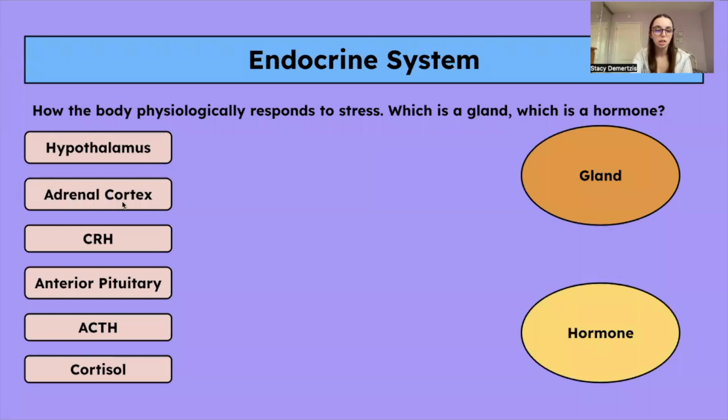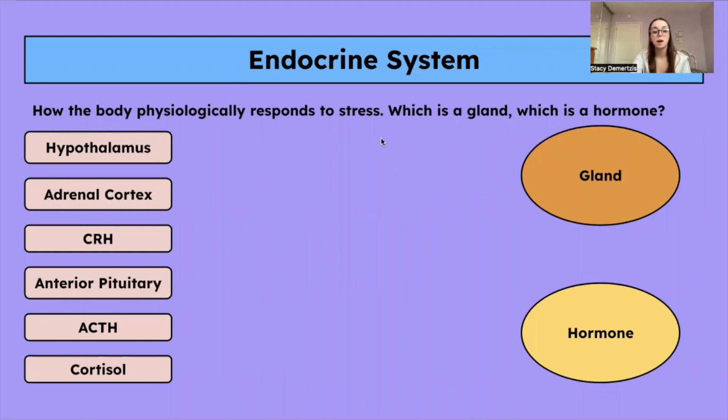On the left here, these are things that are involved with the physiological response to stress. We have the hypothalamus, which is a structure in the brain, adrenal cortex, and the kidneys. We have the pituitary gland, we have cortisol, as we were talking about earlier. So let's start off with glands first. Out of all of these things listed here, and there are 3, so this is nice because it's even 3 and 3. We got 3 glands and 3 hormones. I want you all to tell me, what are the glands? What are the 3 glands here?